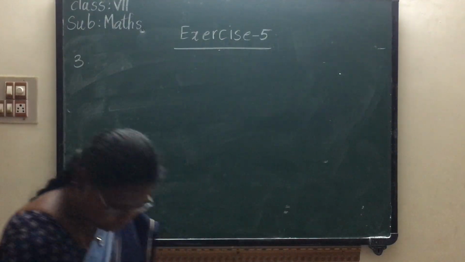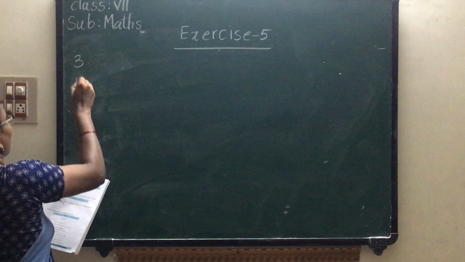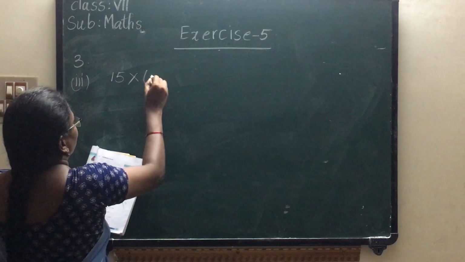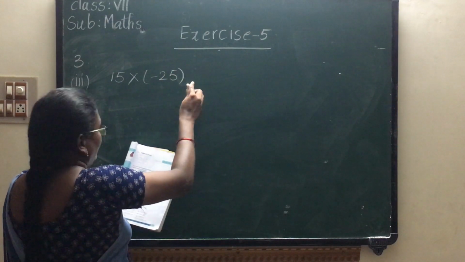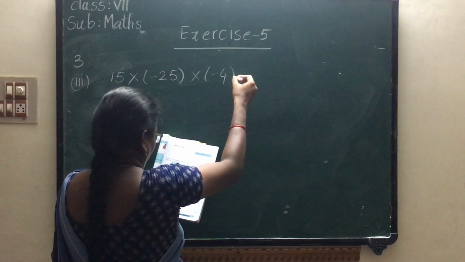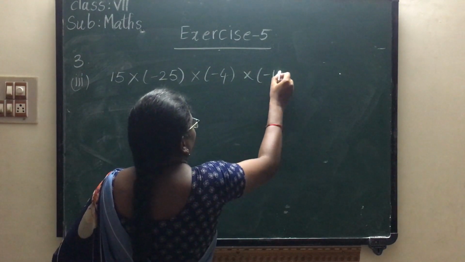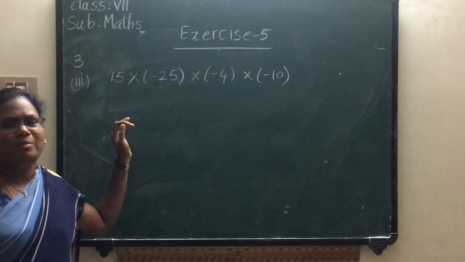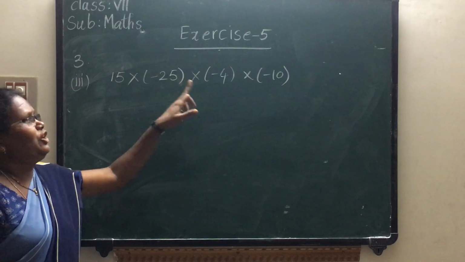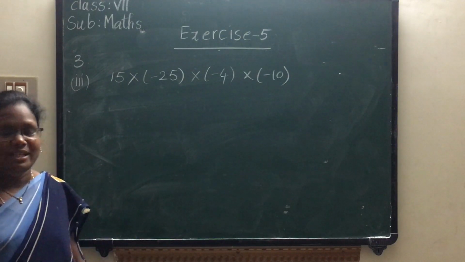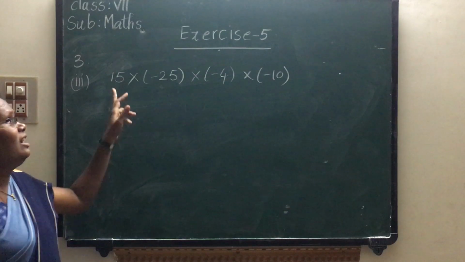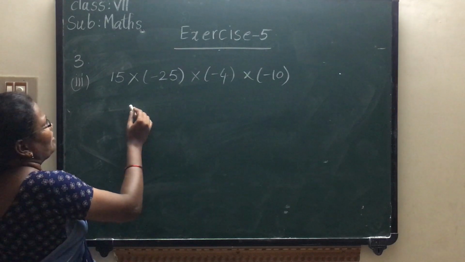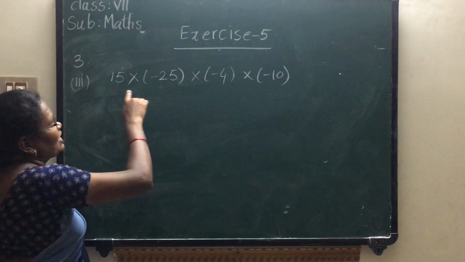Now third sum, third sub question. 15 into minus 25 into minus 4 into minus 10. Which property is this, children? Associative property. A, B, C are integers, and A into B into C is also an integer. Here, how many terms are given? 4 terms. But we have to say associative property, closure property. Sorry, this is the closure property.